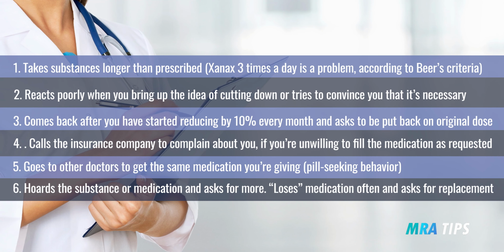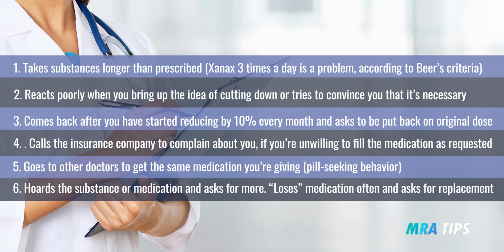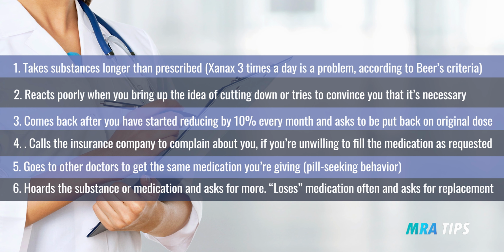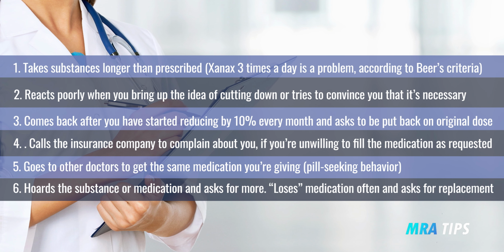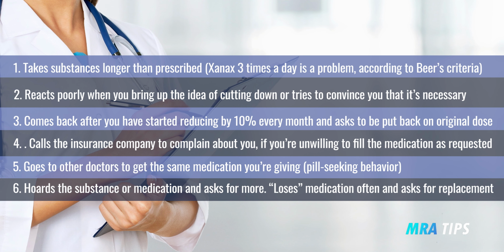Another big indication is if a patient is taking a medication longer than he or she should. For example, benzodiazepines should only be used short term. If the patient is taking Xanax 3 times a day for many months, there is a problem, according to the Beers criteria. Your patient might have a substance abuse disorder if he or she takes a substance longer than prescribed, reacts poorly to the idea of cutting down, comes back to the office after reducing medication, and requests more.